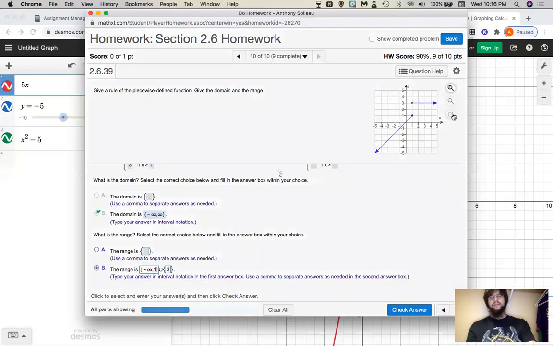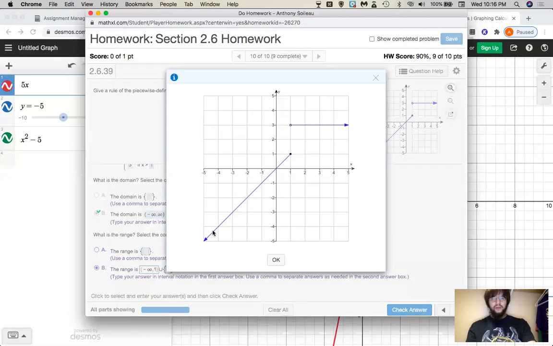Look at it. It's going up, up, up. So it's all the way to negative infinity. So it's up and down here. Negative infinity all the way up until 1. It stops, and it jumps up here to 3. Done.